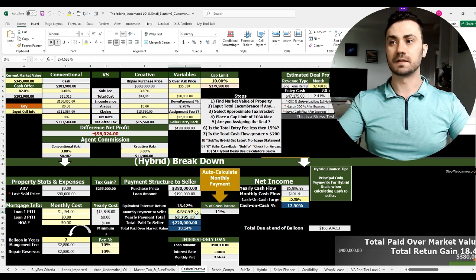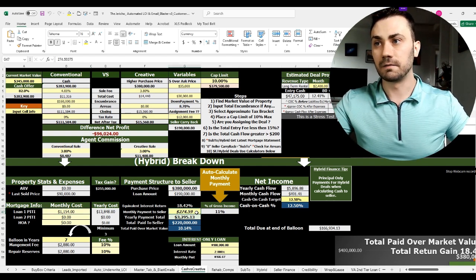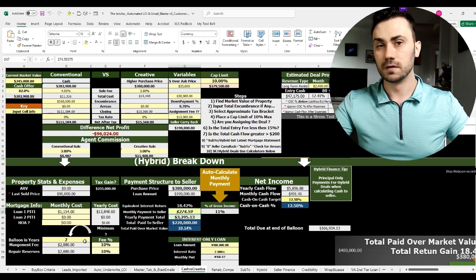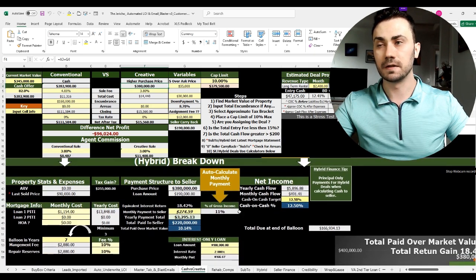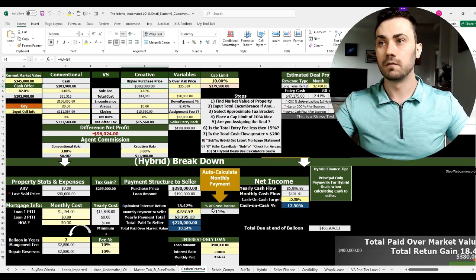We're going to then give the seller $274 a month for 7 years, and the total amount paid on this property for a hybrid transaction is going to be $380,000. So again, just like with the seller finance calculator, we are controlling how much money the seller is receiving in the back end. So I already know ahead of time that I am not going to be paying more than $380,000 to the seller for this type of transaction because we are doing principal-only payments, no interest involved.